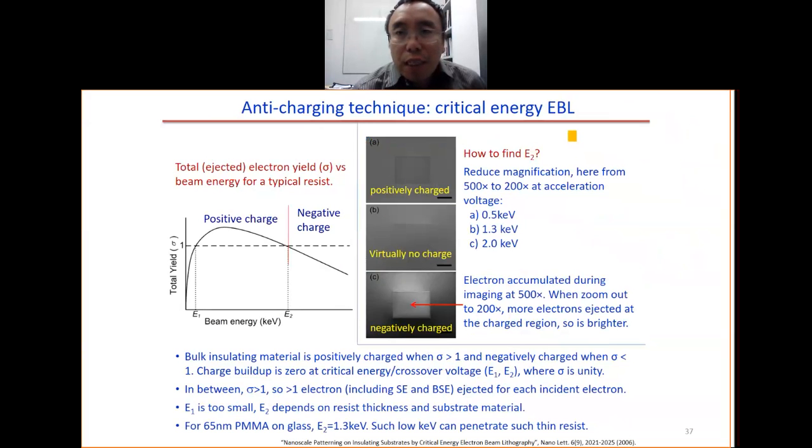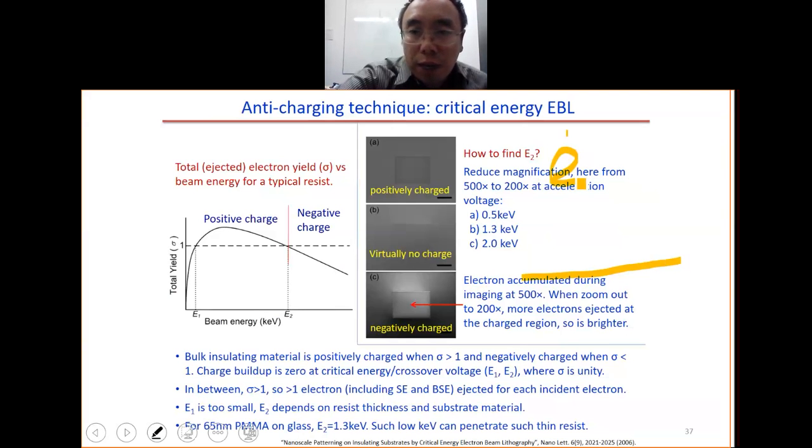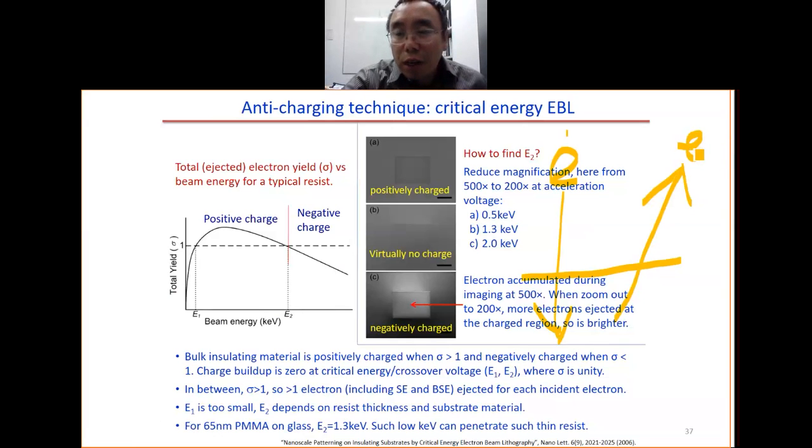So the third method is called critical energy electron beam lithography. What is the critical energy? We know that when an electron comes in, some electrons will come out. These can be secondary electrons, and they can also be backscattered electrons.